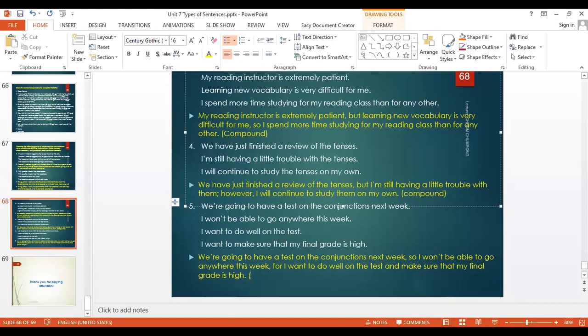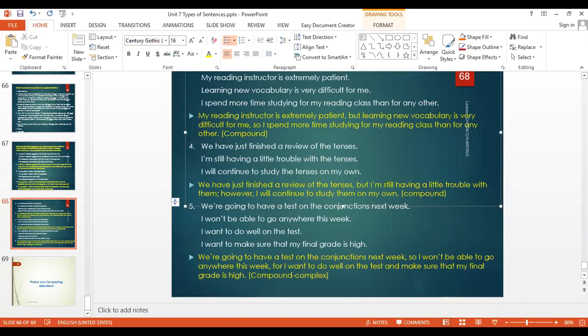So what sentence is it, buddy? What sentence is this one? Compound, right? We're going to have a test on the conjunction next week, IC. So I won't be able to go anywhere this week, IC. For I want to do well on the test, IC. And make sure that my final grade is high, DC. So it is compound complex.